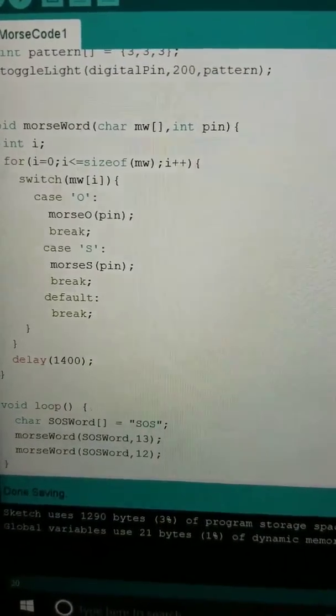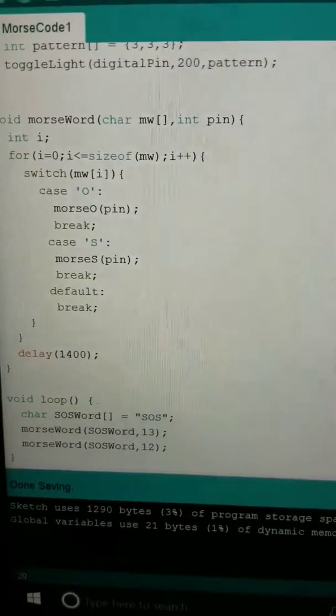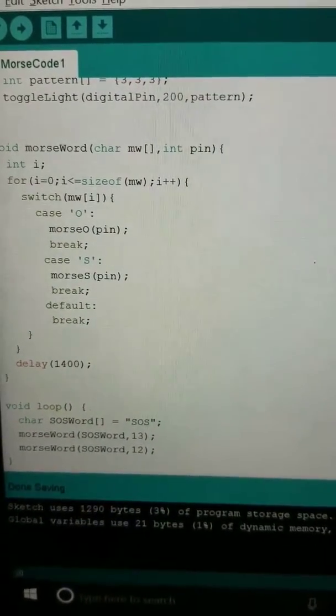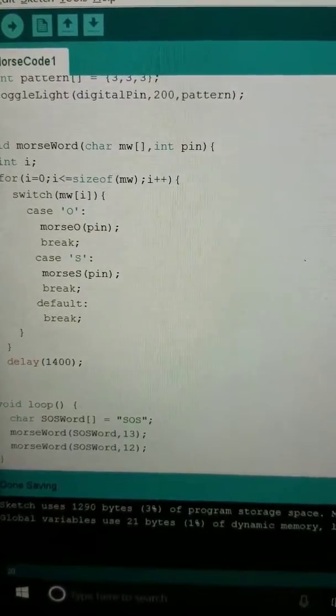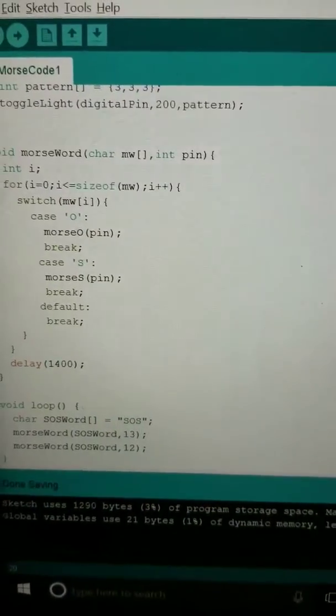But as you can see down at the bottom, I created the word, which was SOS, and then I went ahead and had that word outputted to pin 13 and then to pin 12 and then loop that around. So that was it. Just a lot of fun.